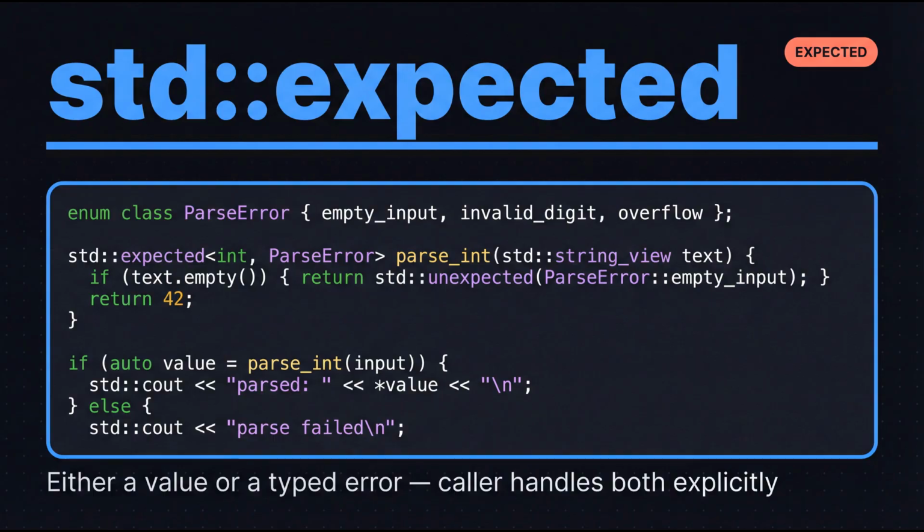At the call site, expected converts to true on success and false on failure. We dereference with star to get the value or call .error() to get the error type. Both paths are explicit. The caller can't accidentally ignore the error.